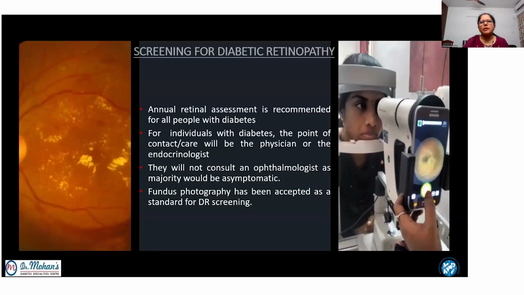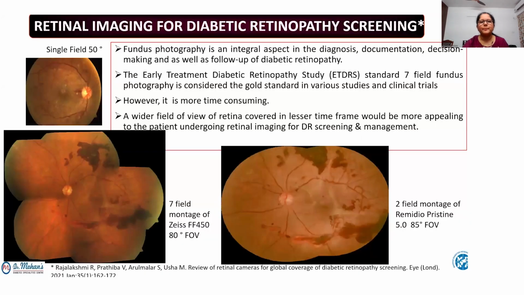We all know that the American Diabetes Association recommends annual retinal assessment for all people with diabetes, whether type 1 or type 2. People with diabetes are not going to come to us ophthalmologists unless they have a complaint, and very often people with retinopathy are asymptomatic. Their main point of contact is going to be their physician or endocrinologist. So this is the situation where fundus photography has become accepted as a standard for diabetic retinopathy screening.